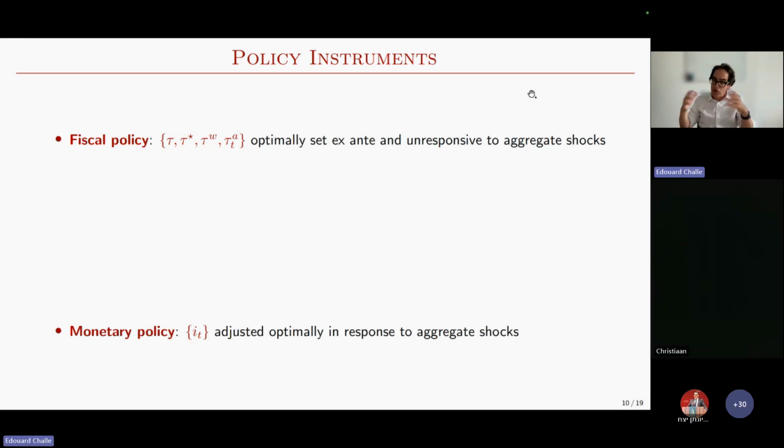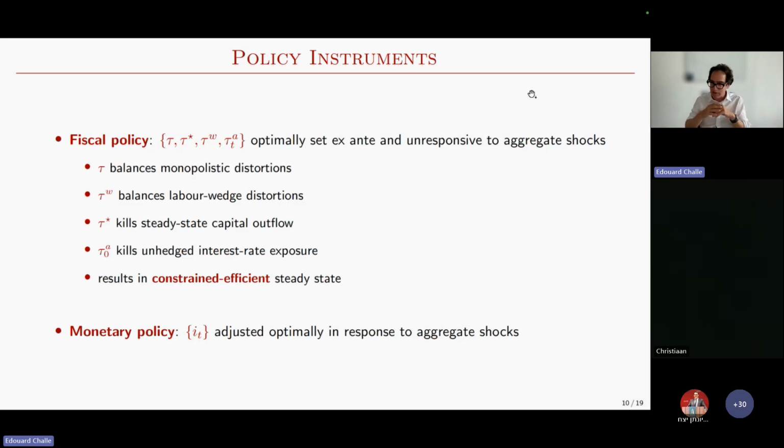Each of those tax rates is set optimally, but the steady state that results from these optimally set taxes is a constrained efficient steady state, not a first best efficient steady state. So it's going to be a steady state that optimally balances various wedges. It's going to be a steady state where there are some inequalities, because completely eliminating inequalities would generate too much tax distortions.